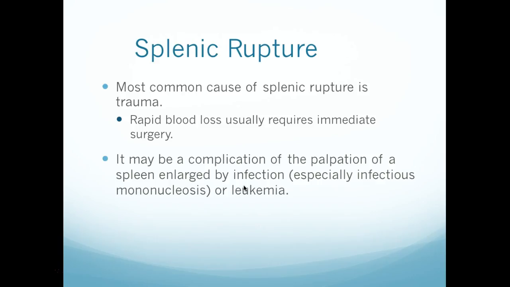So splenic rupture, the most common cause of splenic rupture is trauma. So the problem is rapid blood loss, so you need to do surgery right away or you can bleed to death. It can be a complication from palpation of a spleen that's enlarged by infection, like mono or leukemia. So when a kid has mono, we usually do an x-ray to take a look at the size of their spleen. Especially if they're an athlete, they're not allowed to have any kind of contact sport if they have mono with an enlarged spleen, because it can rupture.